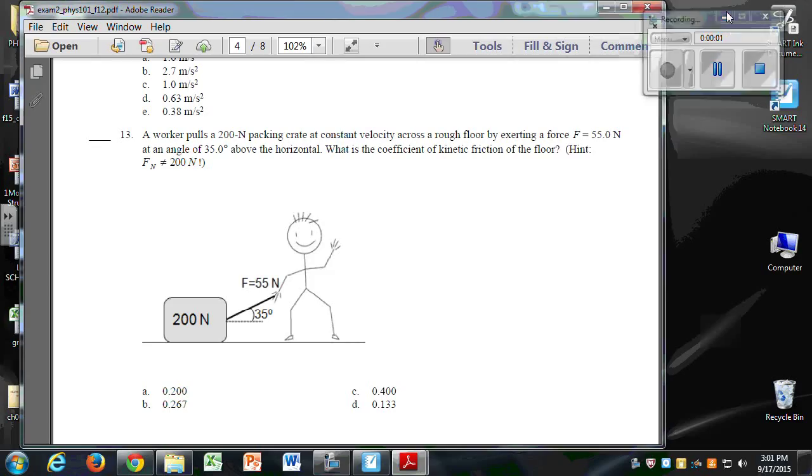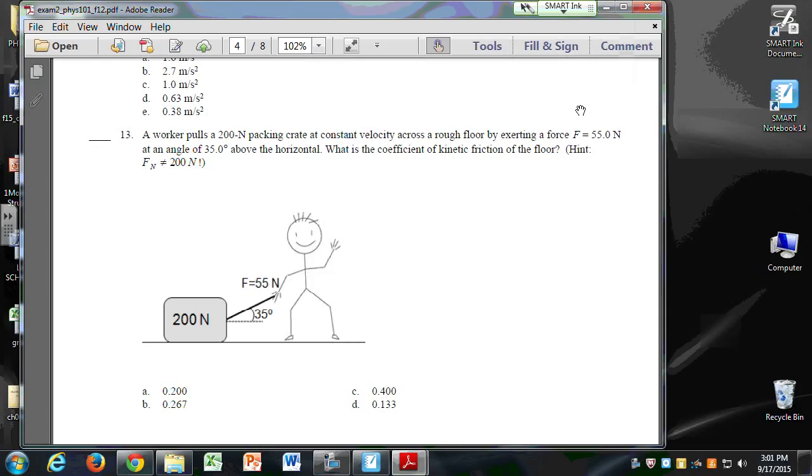I do want to remind you that I think this second test is the most difficult of all the tests, maybe of the entire year. Maybe in the second semester, some of them are a little more difficult. But I don't want to scare you or anything, but you know, I want to scare you a little bit, right? So that you do well on it.